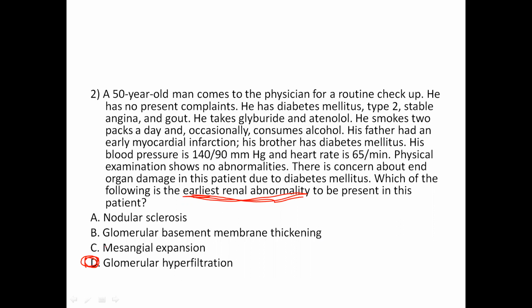Mesangial expansion and glomerular basement membrane thickening will occur within 1 up to 5 years after onset of diabetes mellitus, and nodular sclerosis, which tells us the scarring, will become a very late stage, like when we consider CKD. So the answer is D, glomerular hyperfiltration, which is the earliest renal abnormality to be present in this patient.